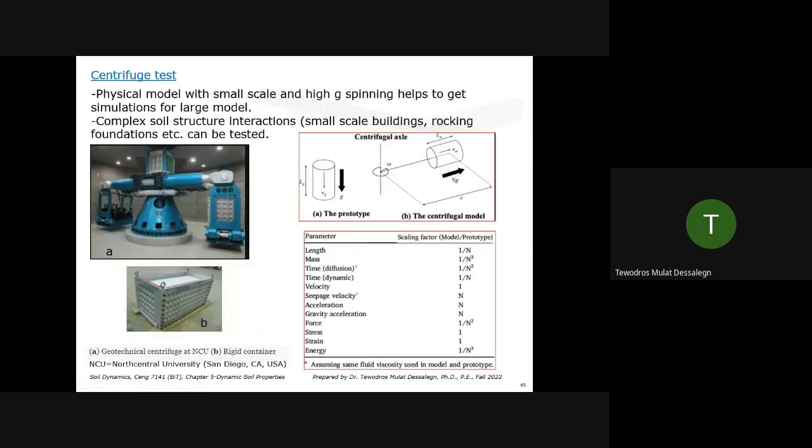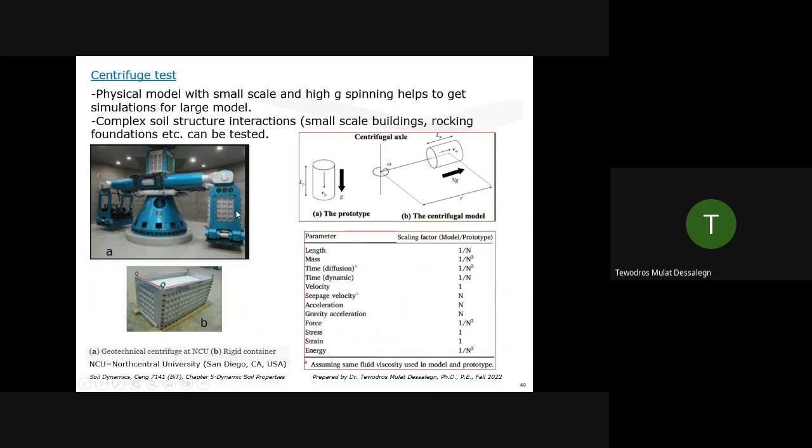The other lab test is the centrifuge test. I don't think there is one in Ethiopia. Shake table there may be, I'm not sure. It's not that complicated, maybe affordable. But centrifuge test, it's too expensive. The idea is the equipment generally looks like this.